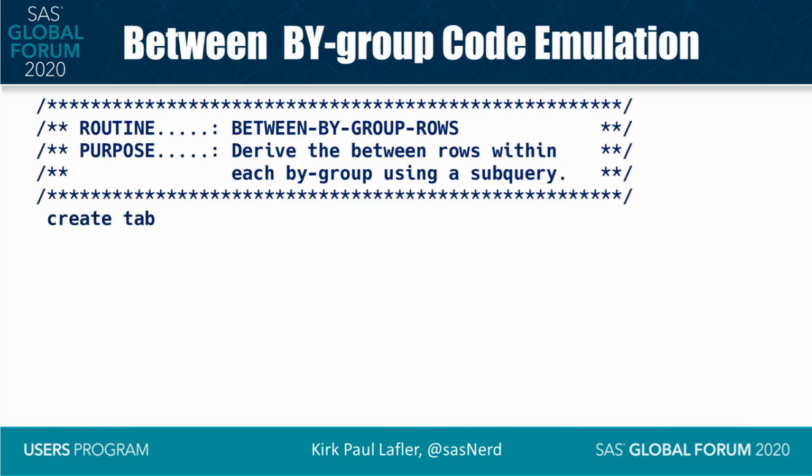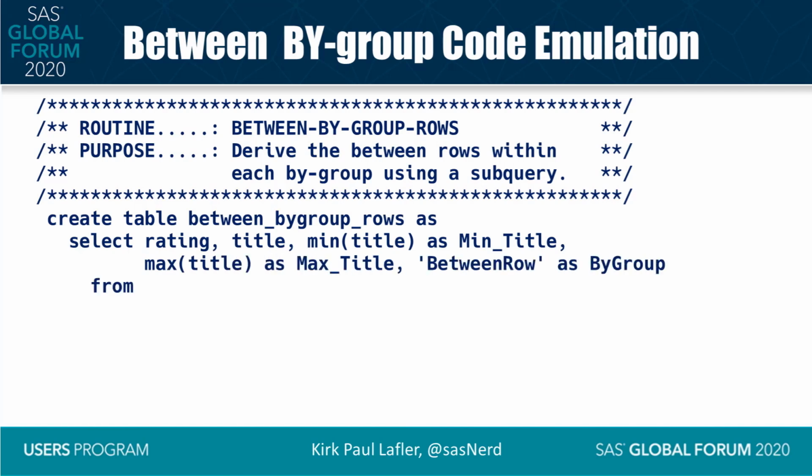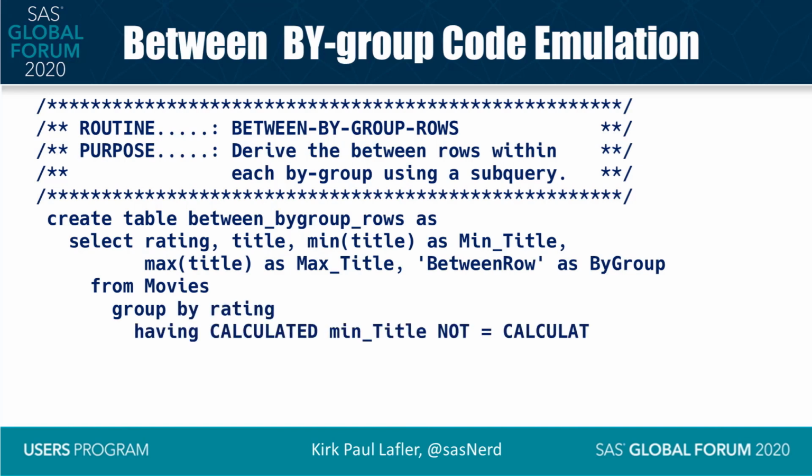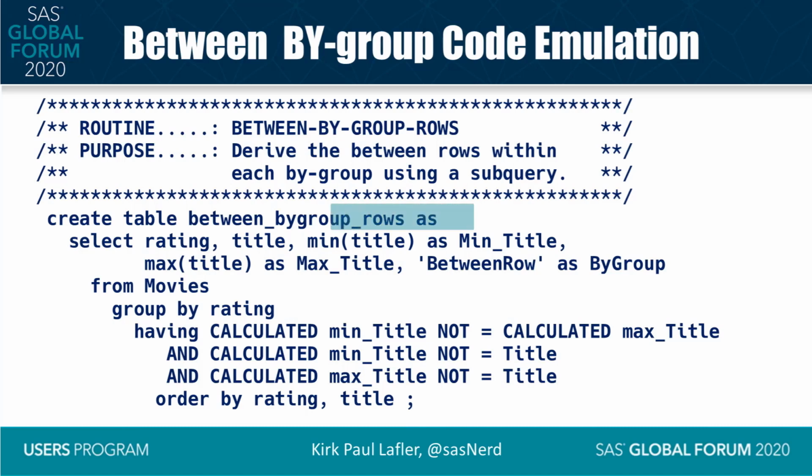The last code emulation, because this is important, it's often very important to know what the between rows are. This gives us the ability to know what the first row in each by group is, what the last row in each by group is, but we also might want to know what the rows are that are not first or not last within each by group. And this code gives us the ability to create a table, and I called it between by group rows.